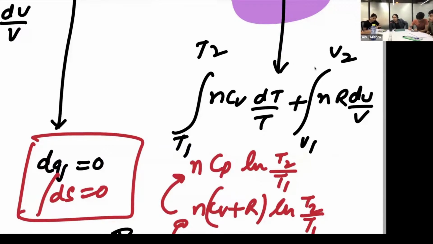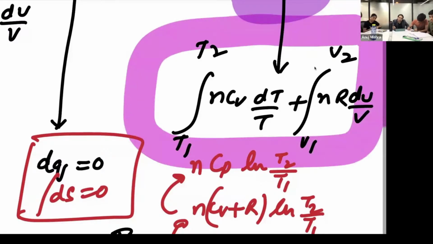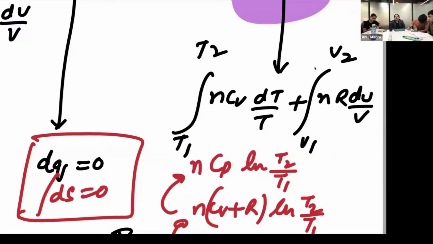So isobaric is constant pressure, so V is proportional to T. If V is proportional to T, what will happen? Write the general result, so integrate. Write the steps. So for isochoric it will be nCv ln T2 by T1. Put the limits, integrate.